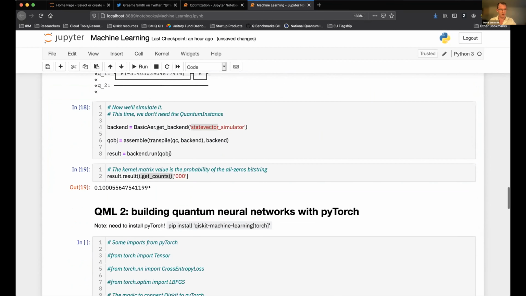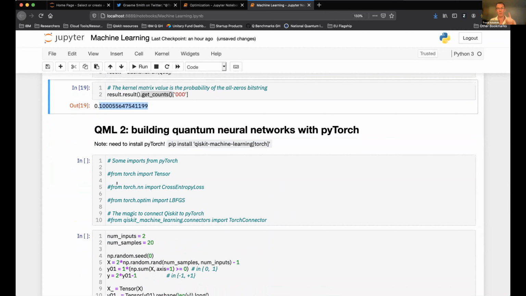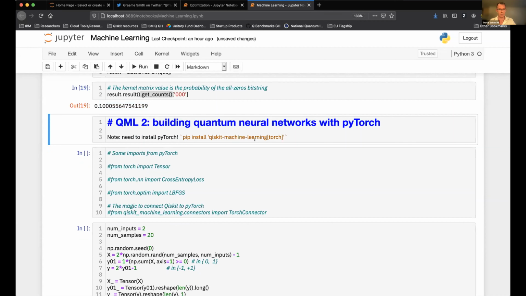Okay. So we talked a little bit about quantum kernel estimation, and in the remaining 10 minutes or so, we're going to talk about quantum neural networks. Again, I am still very much a novice in quantum machine learning, and so I will try to be precise and not say something that's too ridiculous. Maybe one thing, in order to do this, you actually need to have PyTorch installed on your computer as well. And so if you want to do that, then you can just do pip install Qiskit machine learning with this torch command as well.